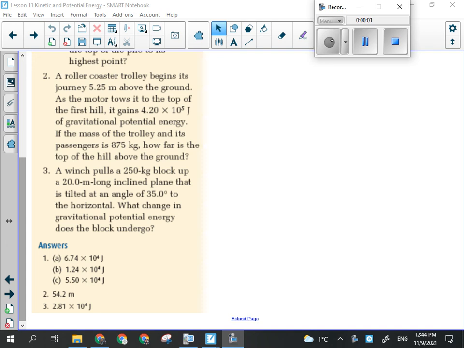We left off yesterday looking at question number 3. We didn't get a chance to go through it together, so that's where we're going to start. Okay? So this has to do again with work energy theorem, kinetic and potential energy. This one mostly with potential energy. Okay? So we have a winch that's pulling a 250 kilogram block up a 20 meter long inclined plane.